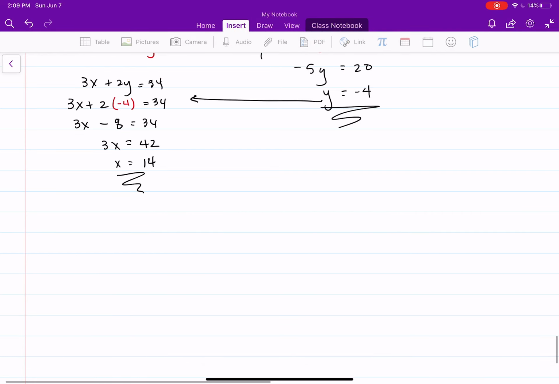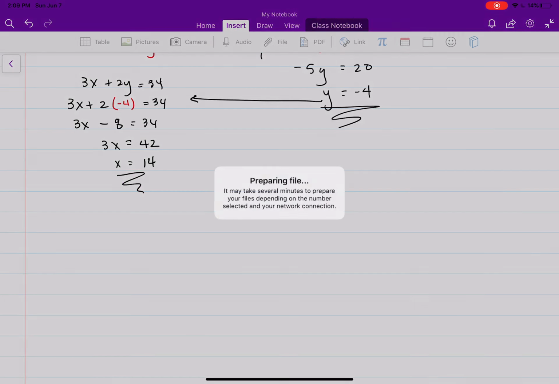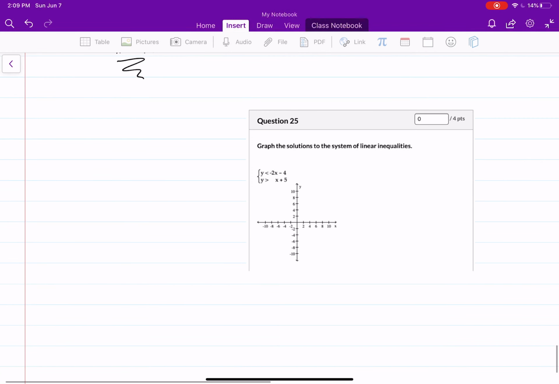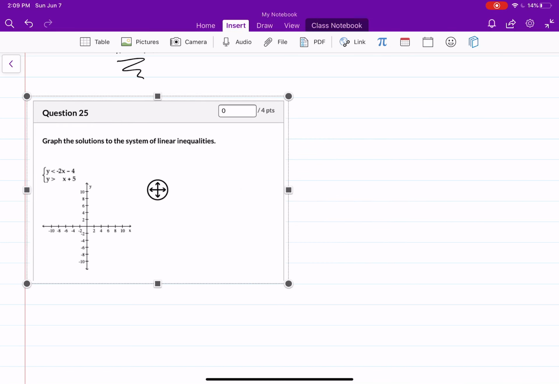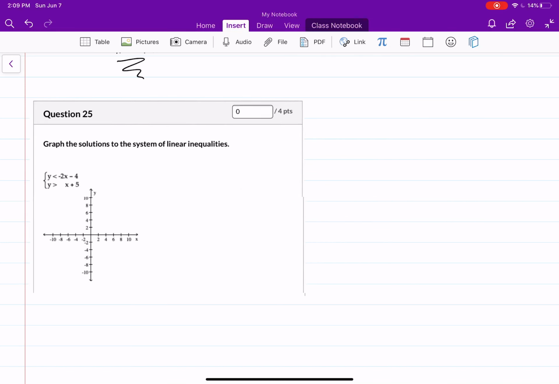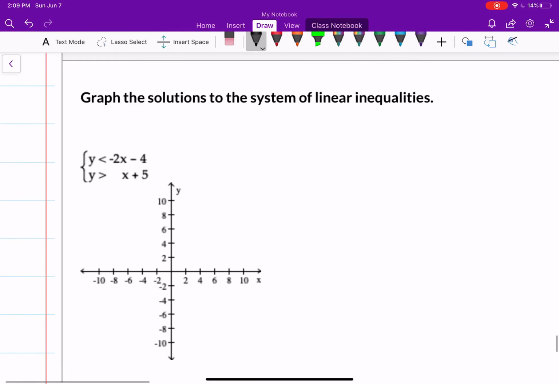And then last but not least, number 25. Now, number 25 is asking you to do a system of linear inequalities. So that means it's also including shading, okay? So when I'm doing that, again, same thing. Let's use a red line. So this is telling me it's dotted. And this is also telling me that it is dotted. So I'm gonna have a dotted red line and a dotted blue line, okay?